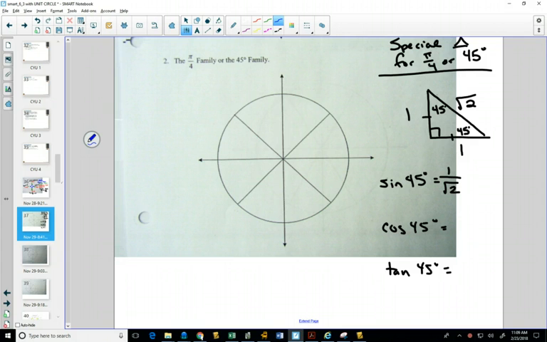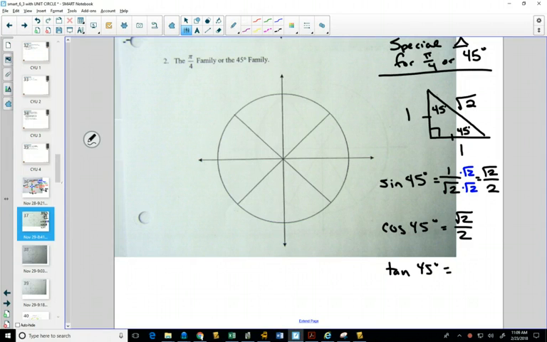It would be all right to leave your answer like this, but just a reminder of how you rationalize your denominator. You would multiply top and bottom by the square root of 2, and it would give you square root of 2 over 2. Cos of 45 also is going to be 1 over root 2, so I'll just write that rationalized already as root 2 over 2.